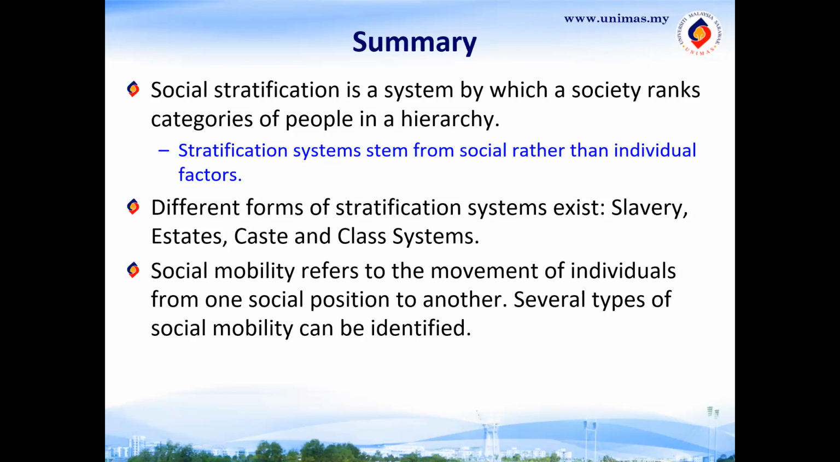refers to the movement of individuals from one social position to another. Jadi kita telah melihat tadi beberapa bentuk, ya. So in an open system, kita boleh, ya, in other words, people can move from one class to the other, but not in, for example, a caste system ataupun dalam slavery ataupun estates, ya. So there are several types of social mobility that we have seen later on: the vertical, the horizontal, the lateral, the intra-generational, the intergenerational mobility, structural mobility, dan sebagainya.